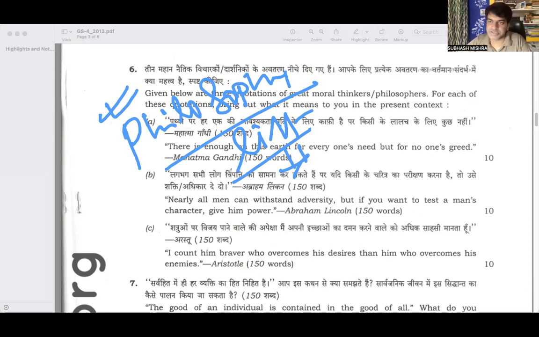So philosophy list, you write one philosophy list. There you write Antyodaya.